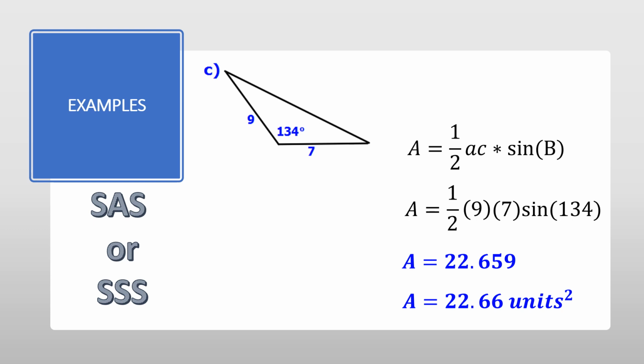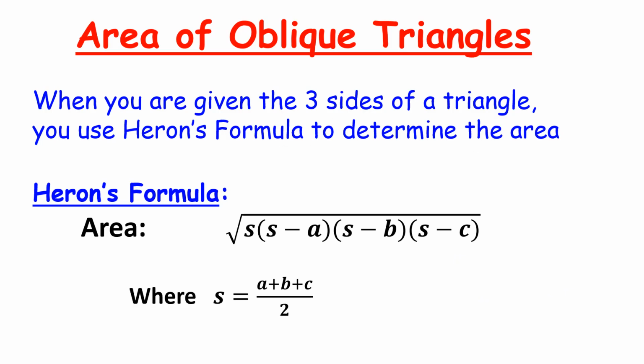Good job. So each of those triangles uses the regular formula for area of oblique triangles, 1/2 product of the sides multiplied by sine of the included angle. That's when we have some sass. The next set is Heron's formula.